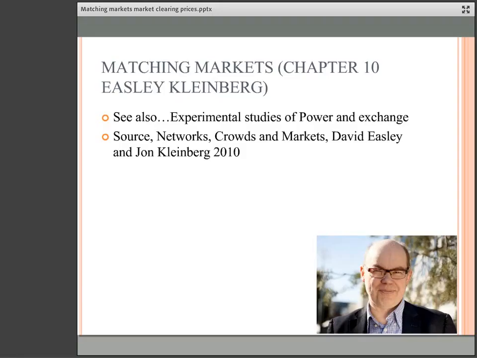And I will be talking about matching markets. How do markets emerge, and how do you put prices for products in the markets? And this is taken from the book Networks, Crowds and Markets by David Easley and John Kleinberg.